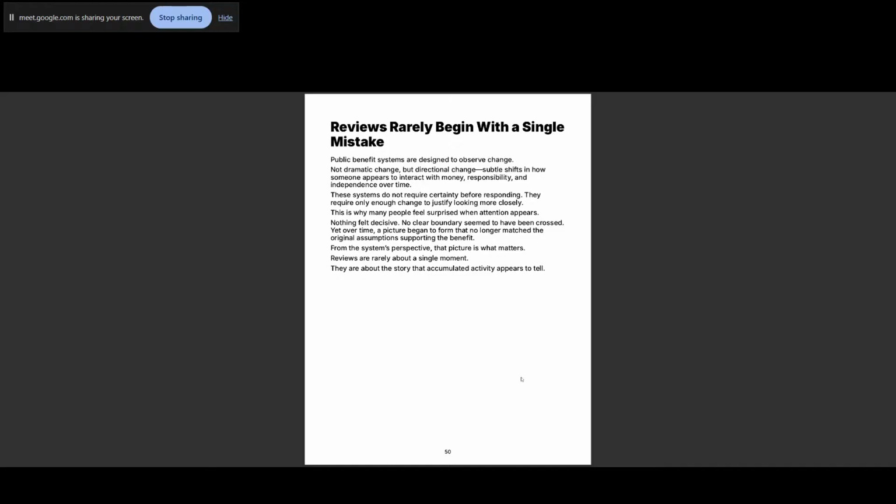This is why many people feel surprised when attention appears. Nothing felt decisive. No clear boundaries seemed to have been crossed. Yet over time, a picture began to form that no longer matched the original assumptions supporting the benefit. From the system's perspective, that picture is what matters. Reviews are rarely about a single movement. They're about the story that accumulated activity appears to tell.